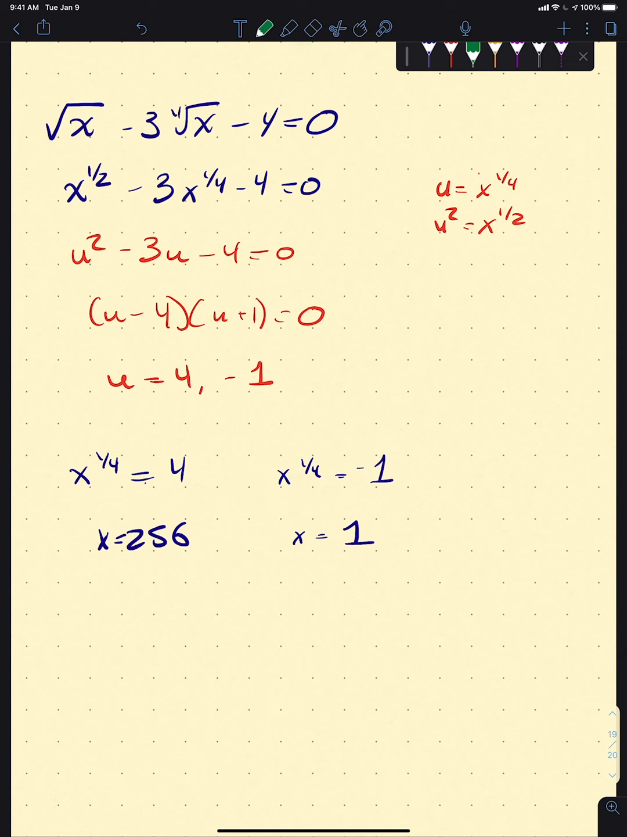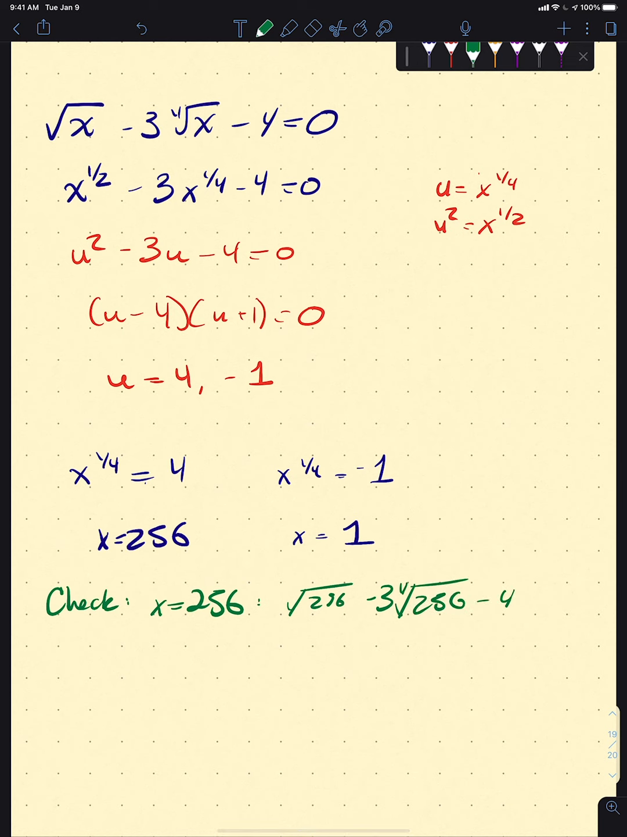But now we need to check our answers, right? Whenever you're dealing with fractional exponents, and honestly, as often as you can, you do want to check the solutions that we get out of these processes. Okay, so let's check x equals 256. Well, when we check x equals 256, we need the square root of 256 minus 3 times the fourth root of 256 minus 4. The square root of 256 is going to be 16, right? Because it's the square of the fourth root, which we know to be 4. So we have 16 minus 3 times 4 minus 4. And this is 16, and this is negative 16. So we have that this equals 0, and we're good.